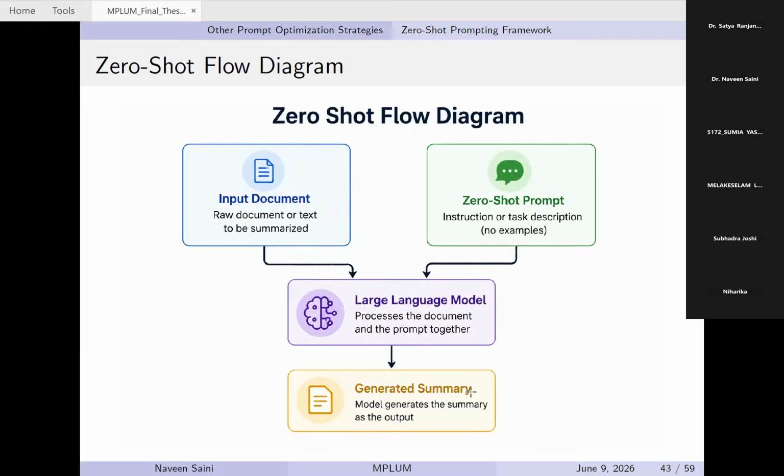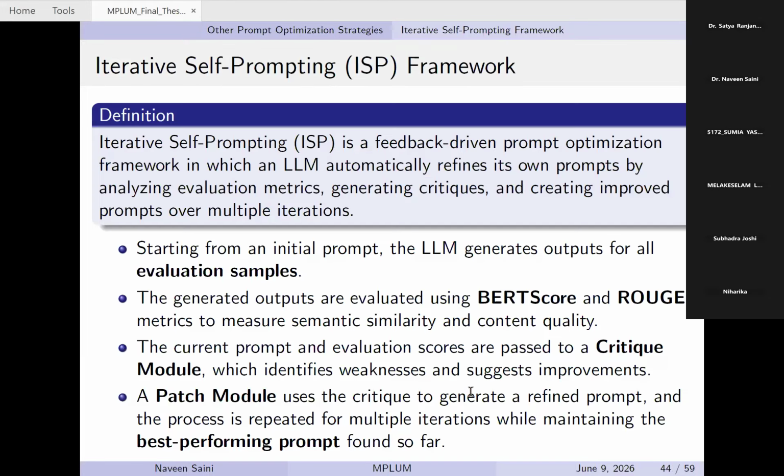Now we have another technique, the iterative self-prompting framework. It is a feedback-driven prompt optimizer. Why am I discussing it? Because you can consider these techniques as a baseline to the Plum and mplum framework. All codes are available with me. I will share them later.